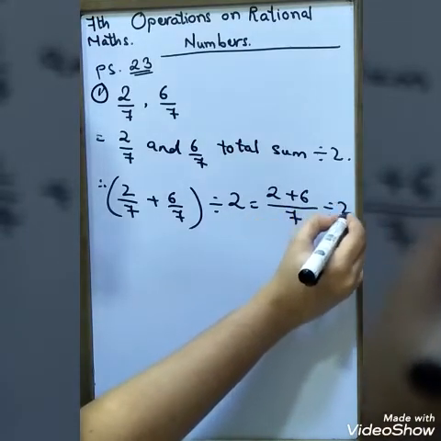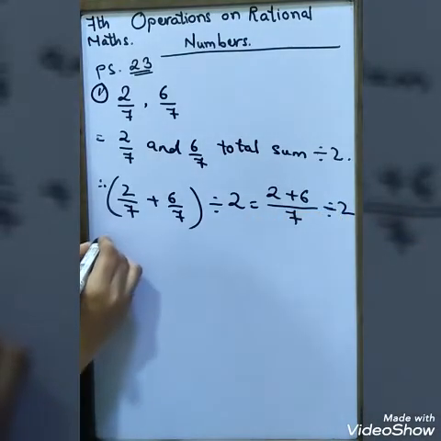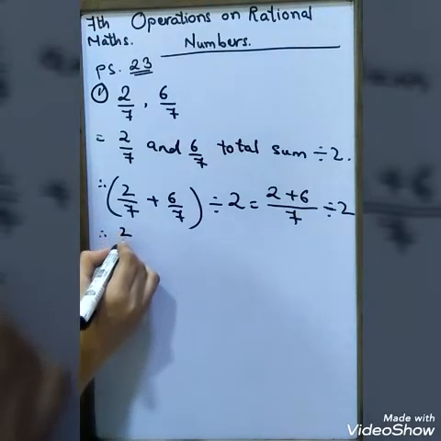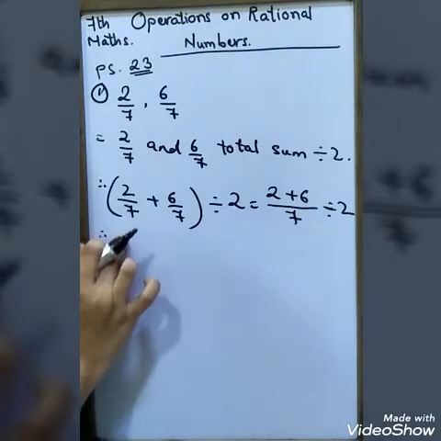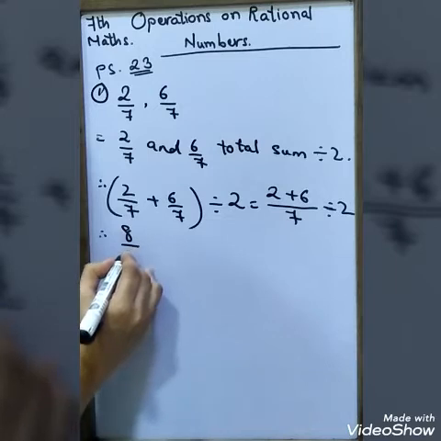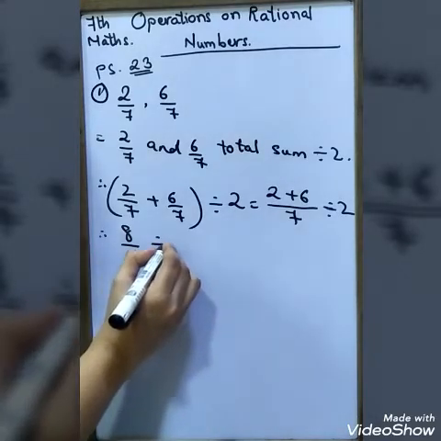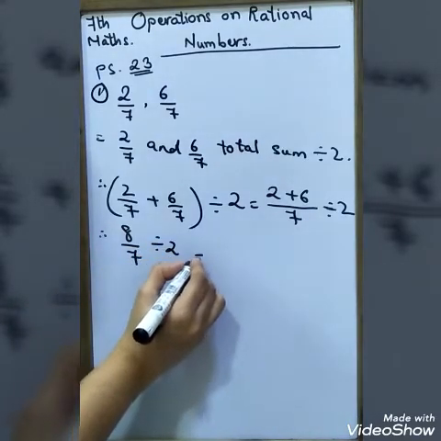2 plus 6 over 7 divided by 2. So here 2 plus 6, it's 8. So here we'll write down 8/7 divided by 2. That will be equal to.